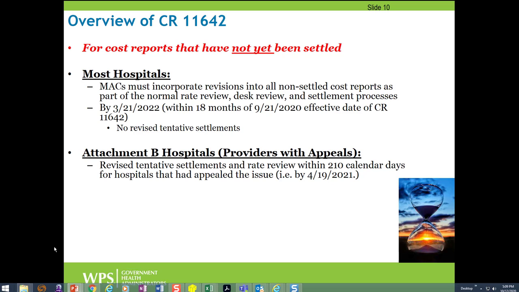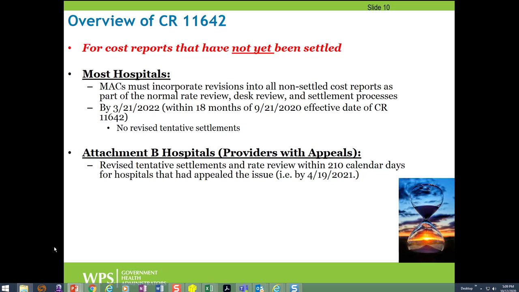Now, keep in mind, a lot of the MACs have several hundred of these hospitals to revise, so that's why these 18 months were given in conjunction with all of the other workload going on right now. Now, there are certain hospitals listed on Attachment B of this change request, and basically these are providers that have had valid appeals for this issue. CMS requires these to be done first, initially, due to those outstanding appeals. Now, the instruction changes a little bit for these appealed providers.